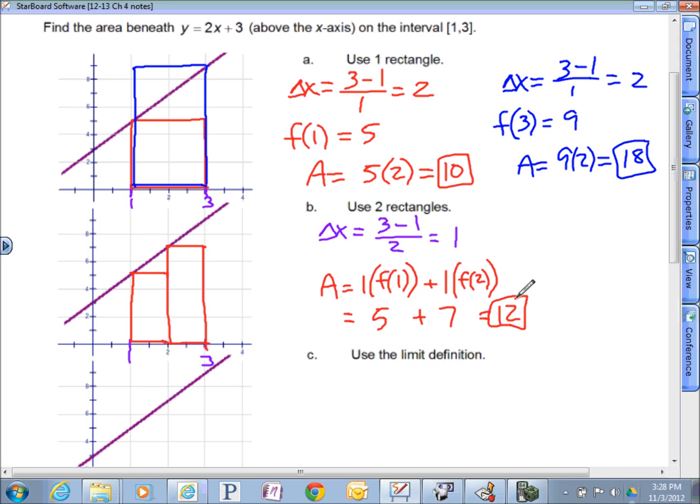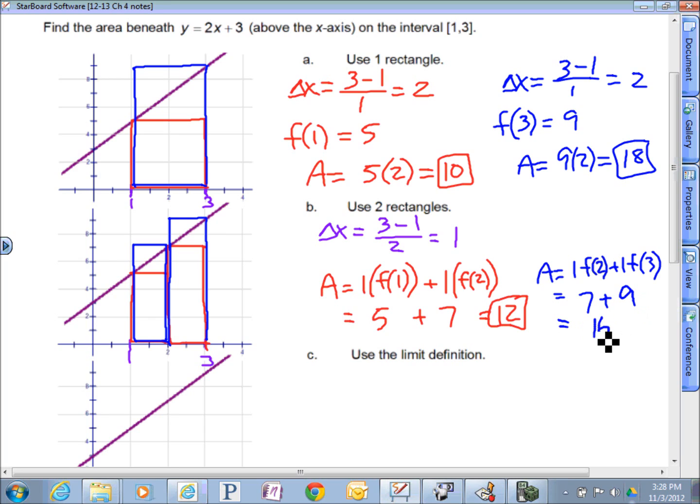How would that be different if I did the blue? Well, the blue, first rectangle, f of 2 units tall. Second rectangle, f of 3 units tall. So the blue one's going to overestimate. My area: first rectangle 1 unit wide by f of 2 units tall, plus second rectangle 1 unit wide by f of 3 units tall. What's f of 2? We already said that's 7. What's f of 3? 3 times 2 is 6, plus 3 is 9. This area under the curve estimate would be 16.